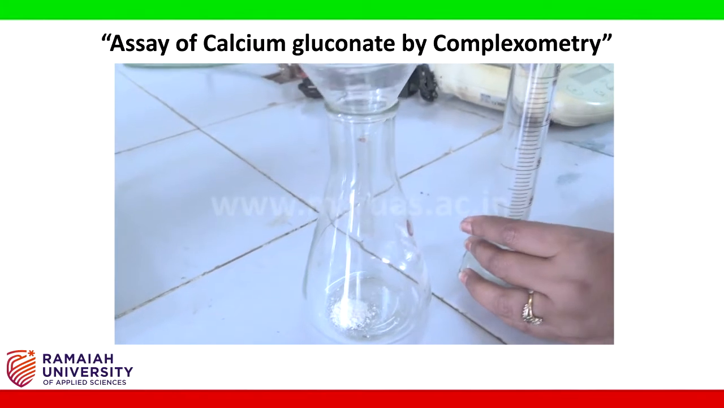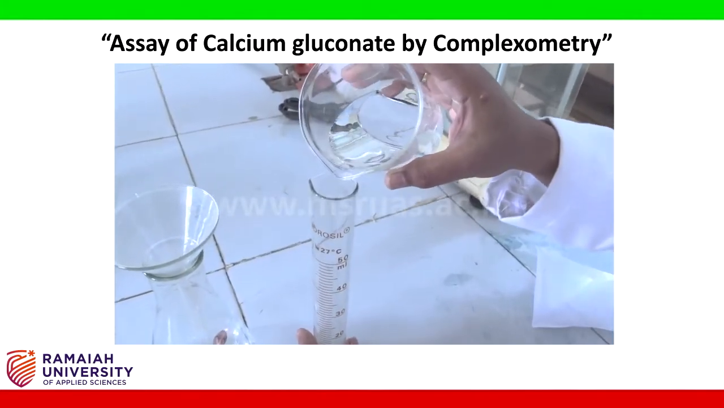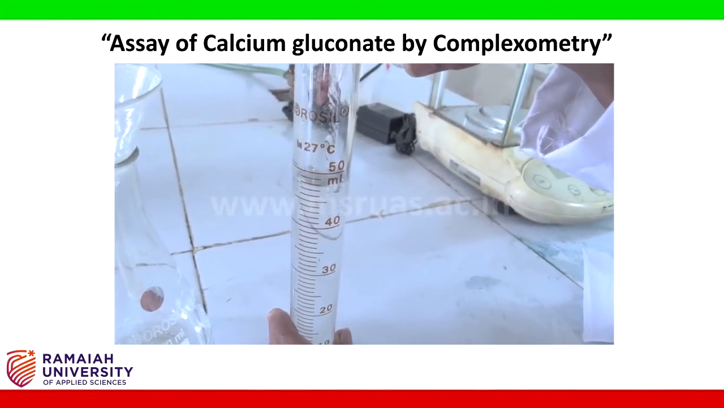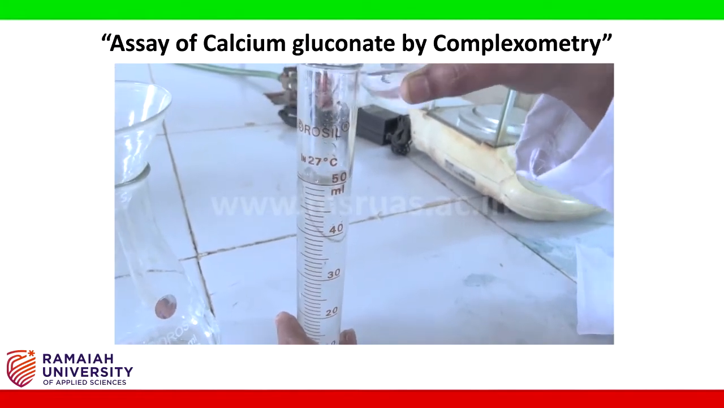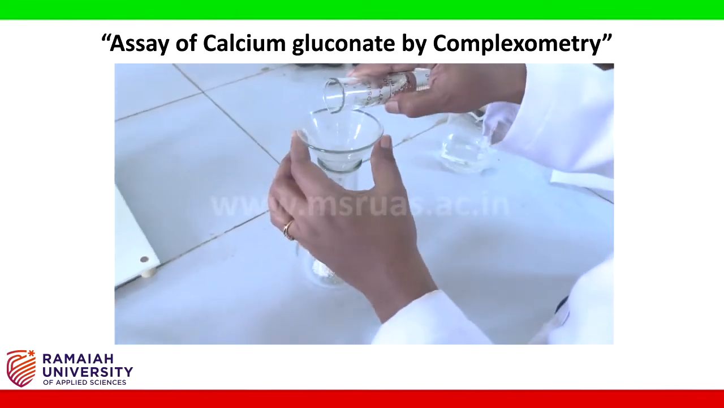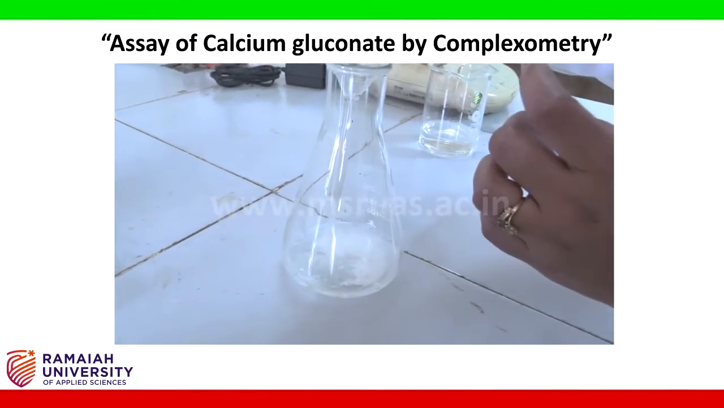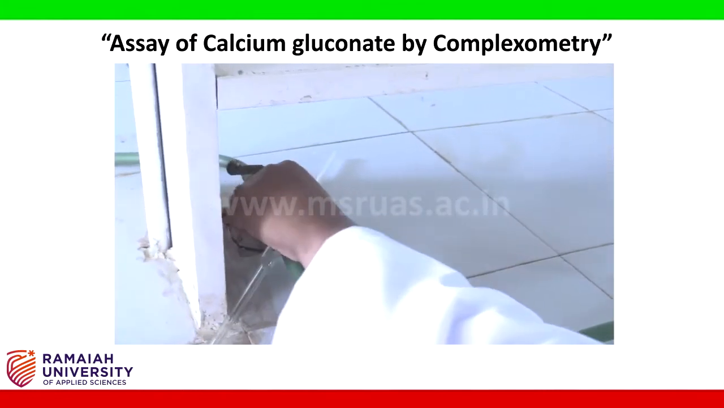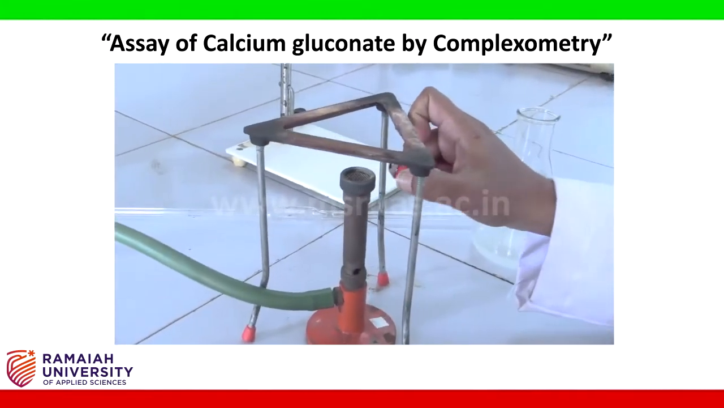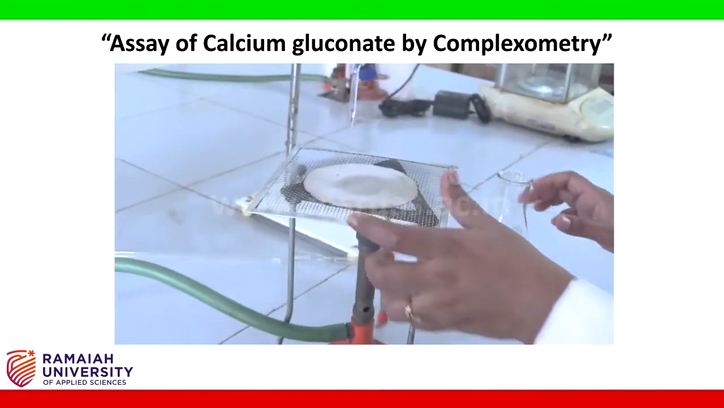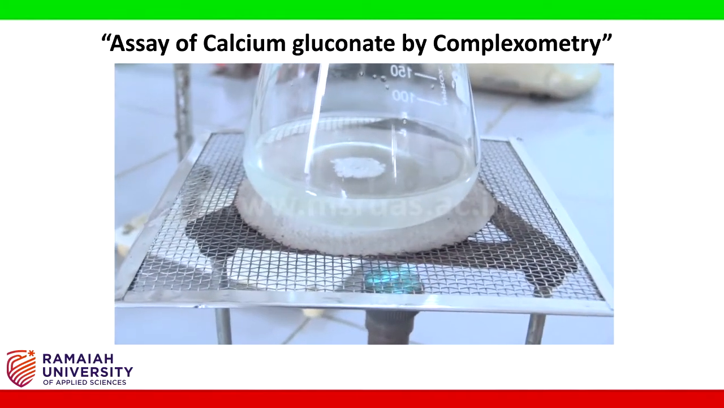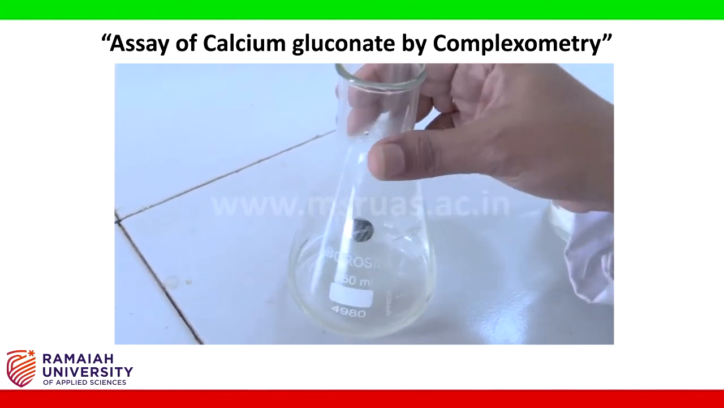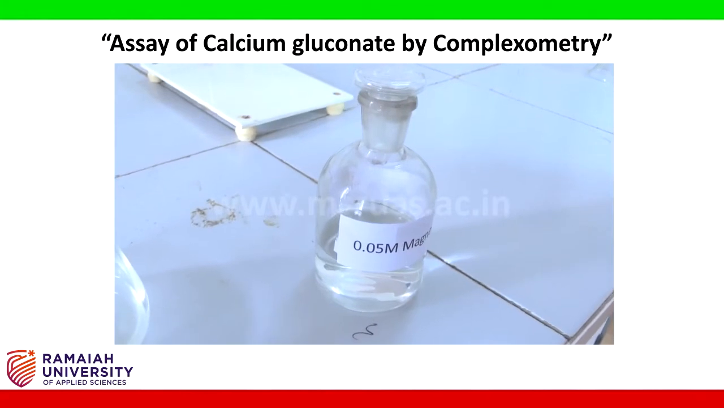After adding 0.5 grams of calcium gluconate into the conical flask, add 50 ml of distilled water. Calcium gluconate is not readily soluble in water, so warm the solution. Switch on the Bunsen burner. Warm the solution. Once the solution completely dissolves, cool the solution to room temperature. After cooling the calcium gluconate solution, add 5 ml of 0.05 molar magnesium sulfate.